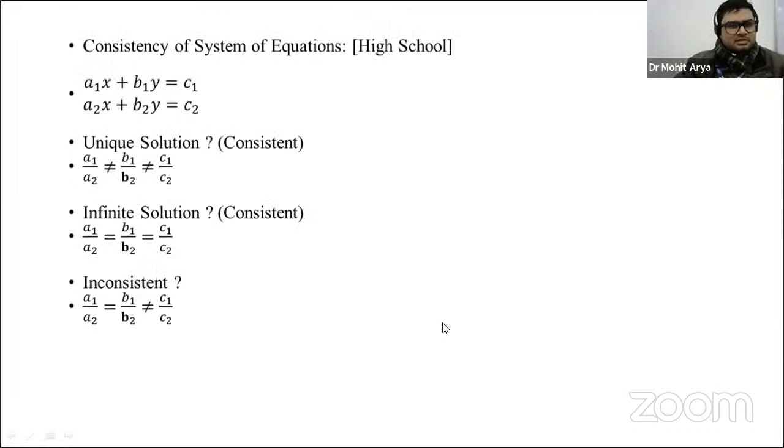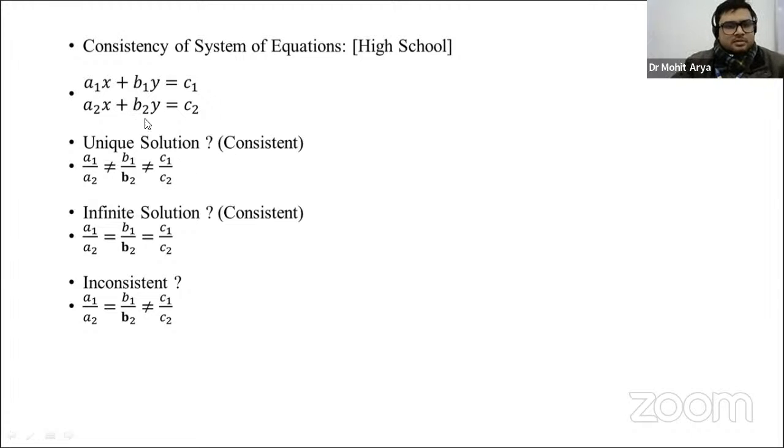So in 10th class, we have studied the consistency of equations. We have the system of equations in two variables, where a1x plus b1y equals c1, a2x plus b2y equals c2. Okay, so this is a simple given system of equations. We must be aware of it. This system of equations will have a unique solution, or will be consistent, if a1 upon a2 is not equal to b1 upon b2 is not equal to c1 upon c2.